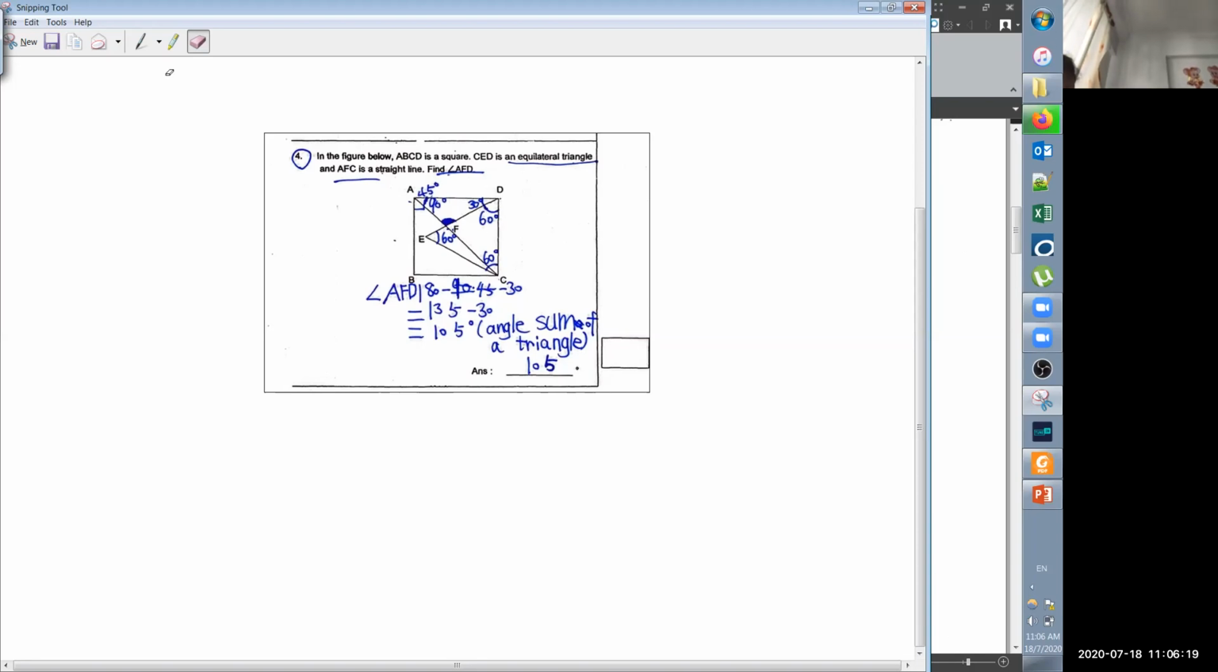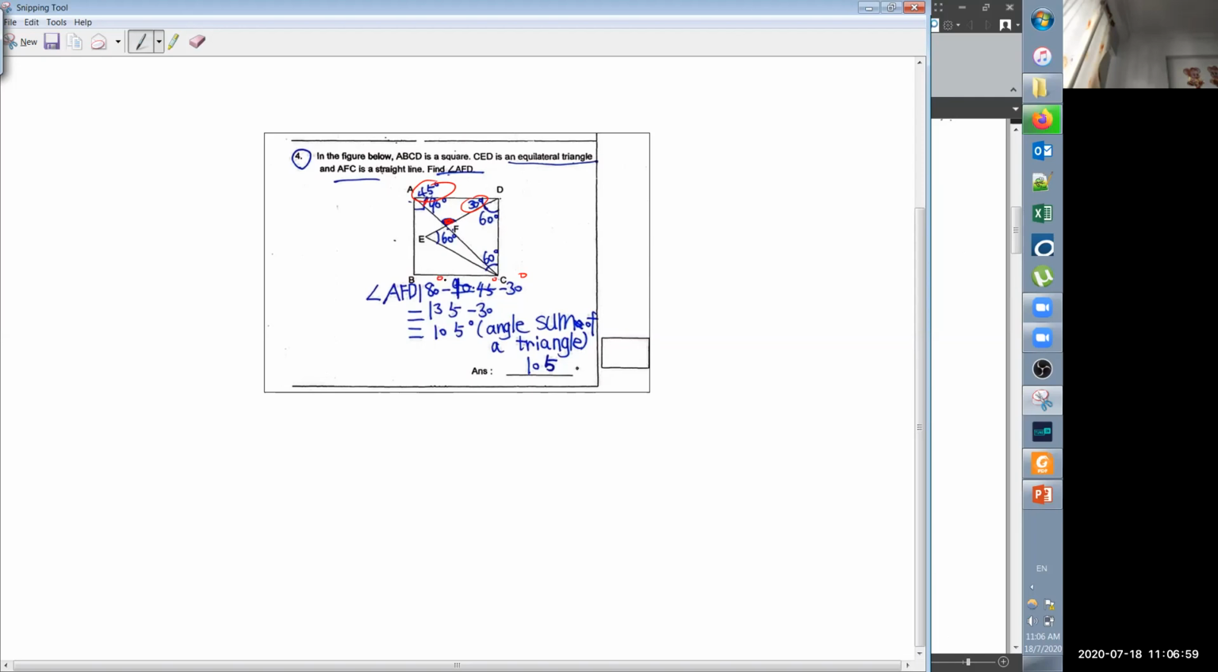AFD, where's AFD? AFD, let me see. AFD, let me use a different color. AFD is here, right? Yeah, you're right. It's here. So this is 45, correct? This is 45. Then this is 30, correct? OK 啊，可以啊。OK, good.